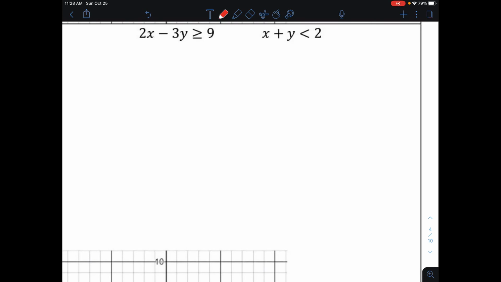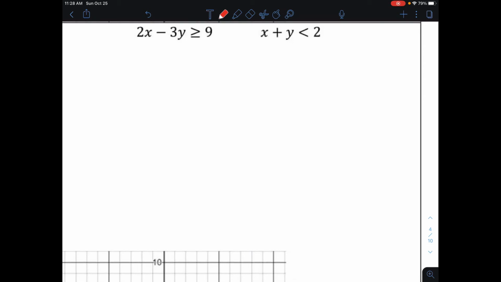Okay, here we go. Last one, we want to solve this system of linear inequalities, and nothing is written in standard or slope-intercept form. So I need to take both of these equations, and I need to write them as y equals. So I'm going to start with the one here on the left. I'm going to move the 2x to the other side. So I'm going to minus it. That gives me negative 3y is greater than or equal to negative 2x plus 9.